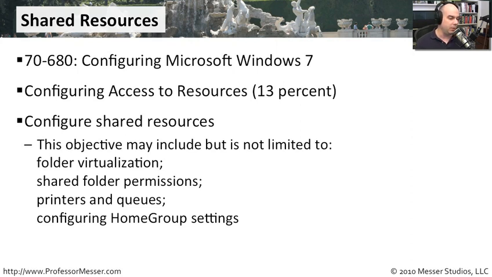And we're going to look at requirements such as folder virtualization. We need to understand how to configure and look at the shared folder permissions. Those are very extensive. We're going to go into a lot of detail there. Talk about sharing our printers and how you would manage the queues and who can print to those printers. And we'll also look at something called Homegroup, which was built to make sharing of these resources, especially in a home or small office environment, much, much easier.